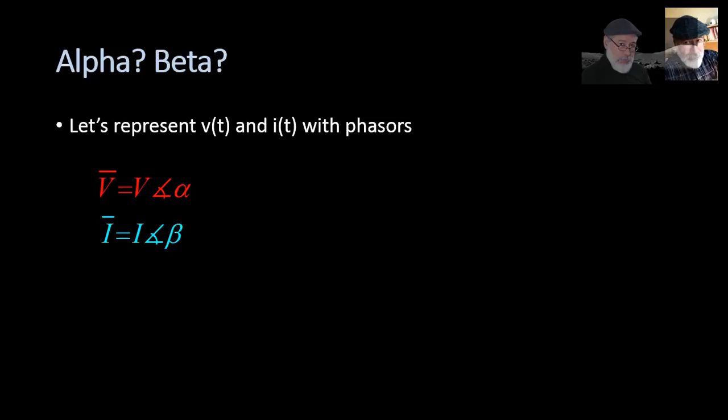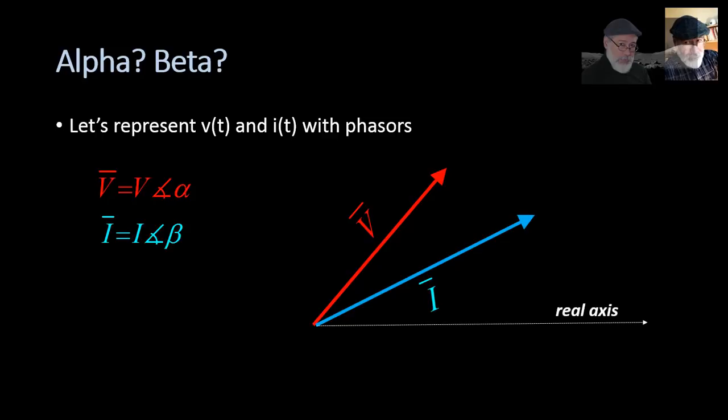You say, hey, wait a second. You are using the RMS value of the volt? That's right. I'm representing the voltage and the current functions of time with RMS phasors for reasons that will become evident pretty soon. Graphically, those two phasors look like this, the voltage phasor and the current phasor. If this is a real axis, we can see clearly what is the phase of the voltage alpha and what is the phase of the current beta.